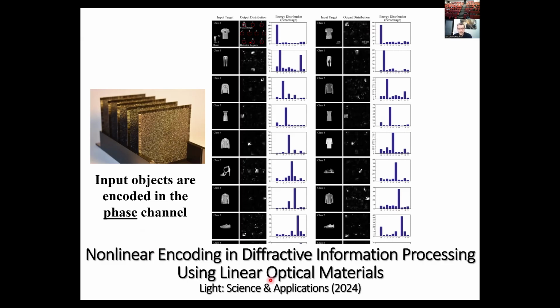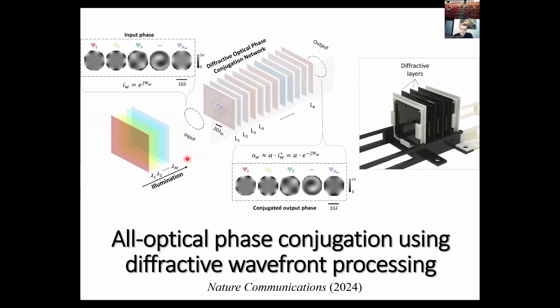Phase encoding is a nonlinear form of encoding, which means at the output field, you don't have linear combinations of different phase input objects. That means if your input aperture that you would like to process contains phase information by default, that's perhaps the best way of bringing better inference, better computation power through diffractive processors. I'll give you a good example of this with this phase conjugation example.